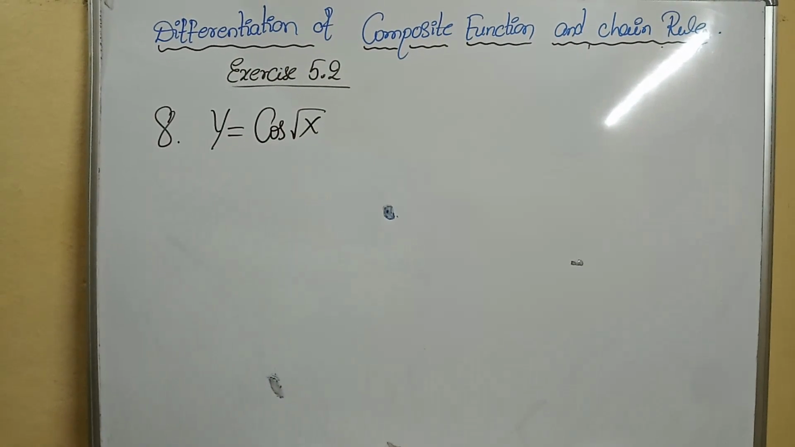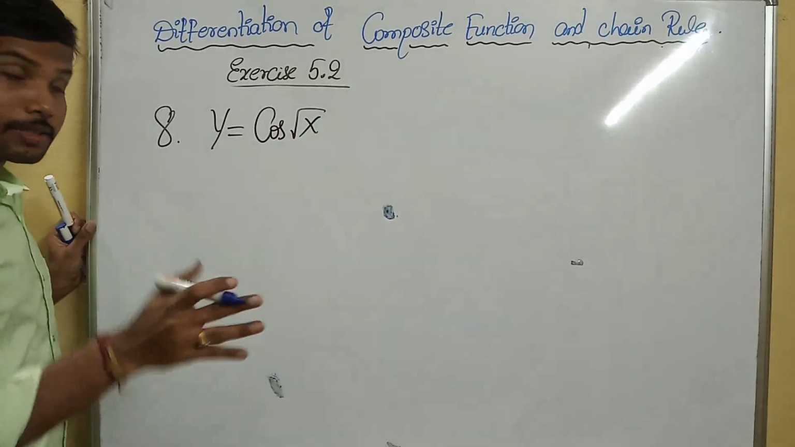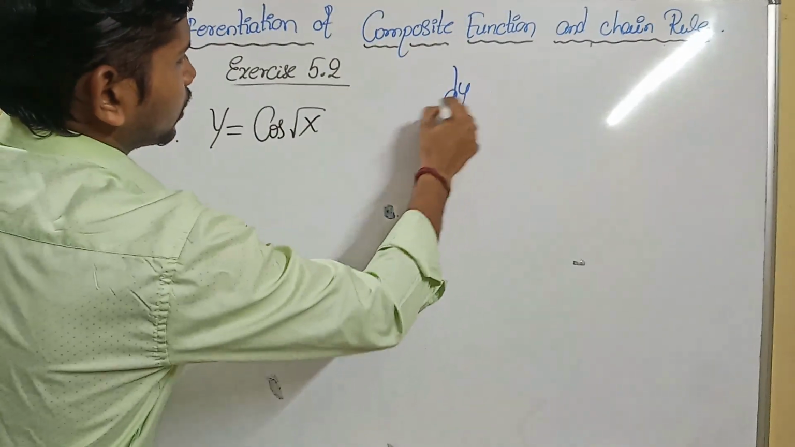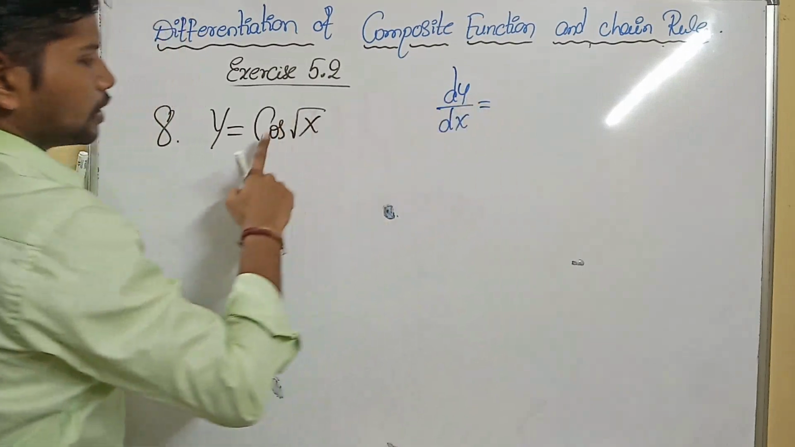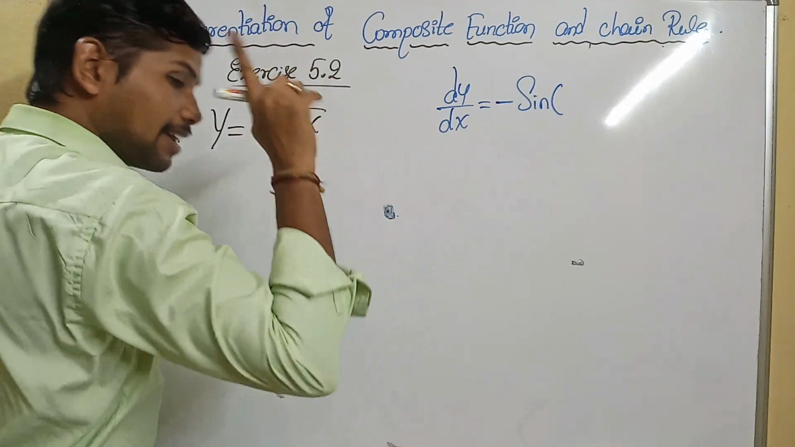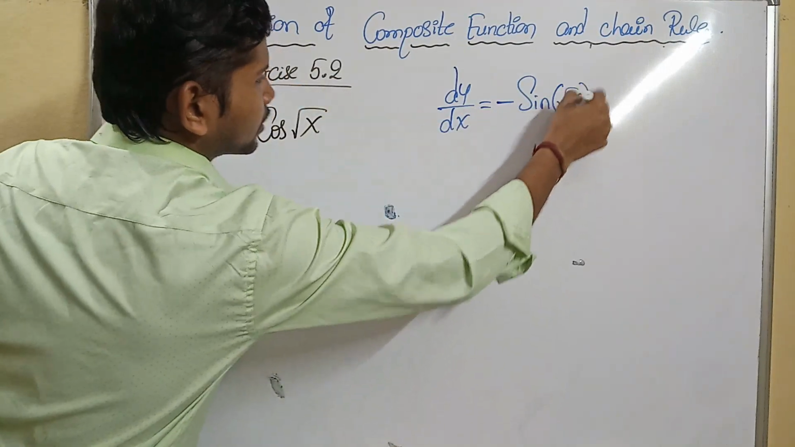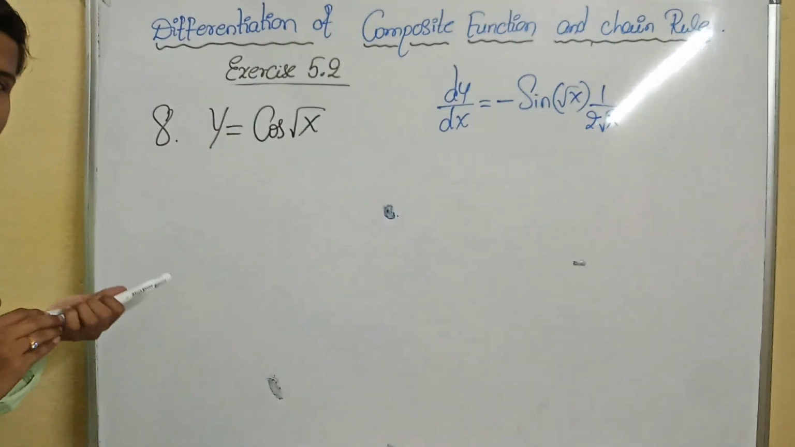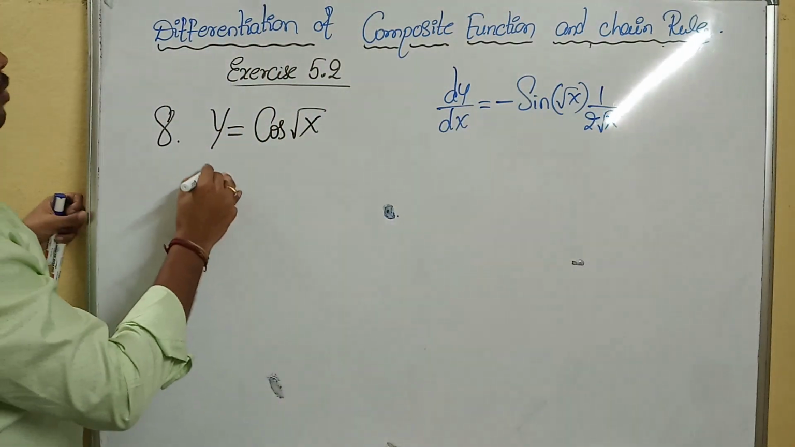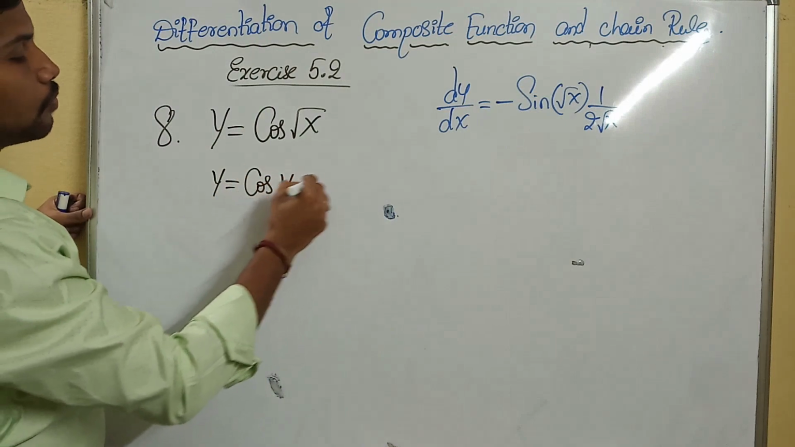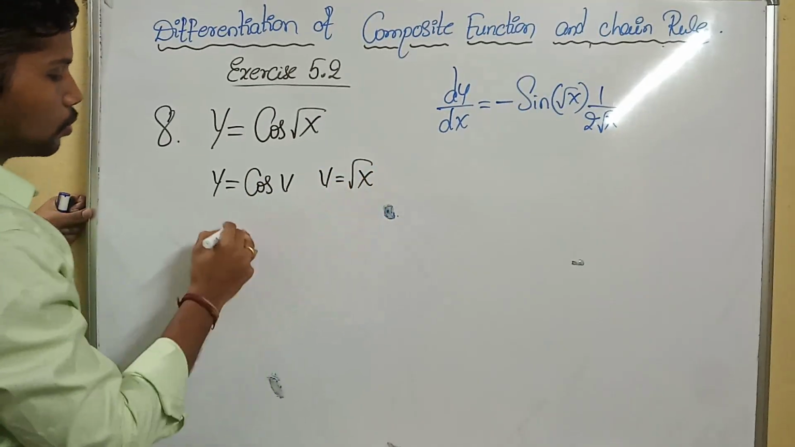Next one is y is equal to cos of root x. Many times they ask this problem for 1 mark. If you'd like to write the direct derivative, what is the cos derivative? Minus sine of, what is the angle, as it is, root x derivative 1 by 2 root x. You can write directly, you'll get the 1 mark. Okay. If you want to apply the chain rule, observe the board. y is equal to cos of v. What is v? v is equal to root x.